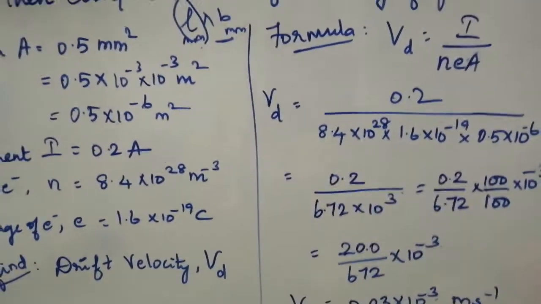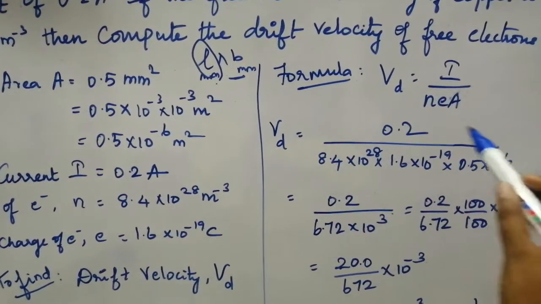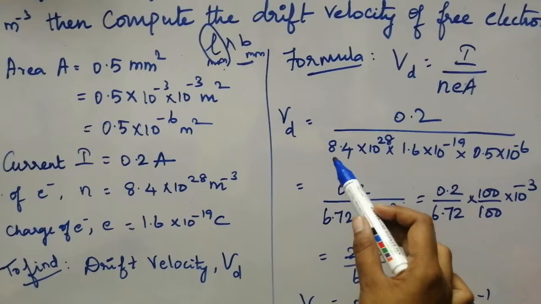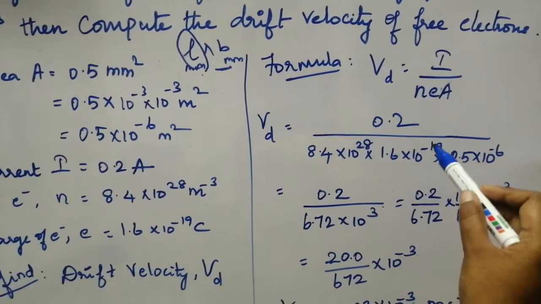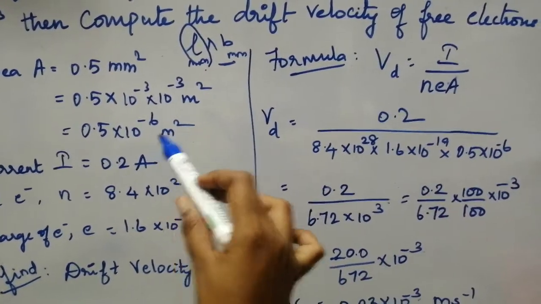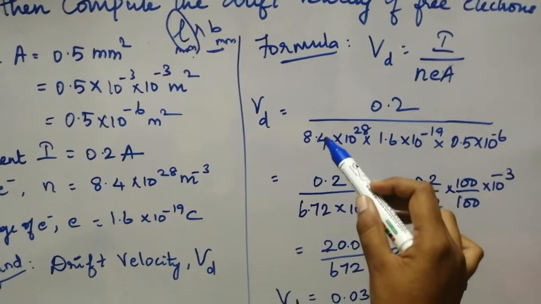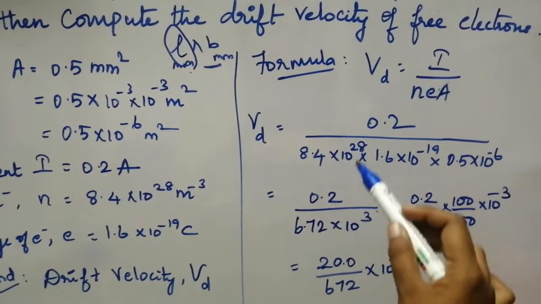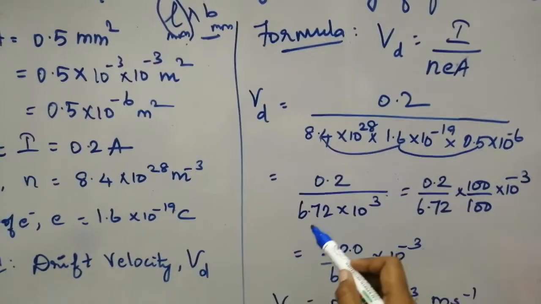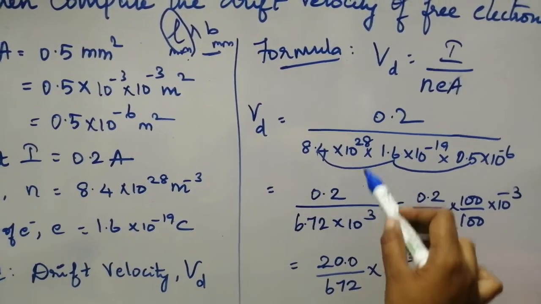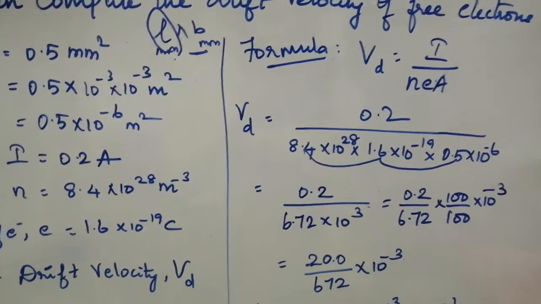Then the drift velocity Vd is equal to, I value is 0.2. So 0.2 divided by N, number of electrons, it is 8.4 into 10 to the power 28, into the charge e is 1.6 into 10 to the power minus 19, into the A value is 0.5 into 10 to the power minus 6. Now take the terms alone and take the 10 powers separately. So 0.2 as such. Multiply all these terms, you will be getting 6.72. Then add up the 10 powers. 28 minus 19 minus 6, it becomes 10 to the power 3.